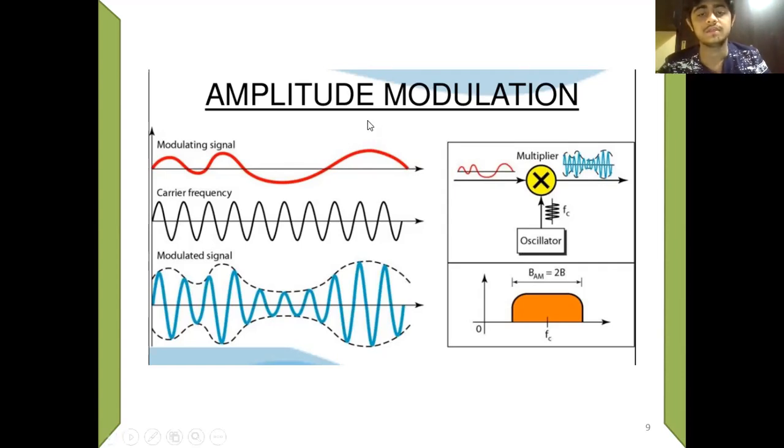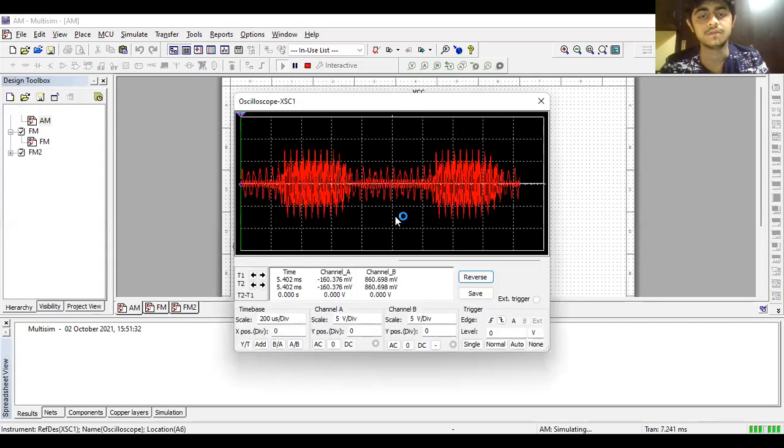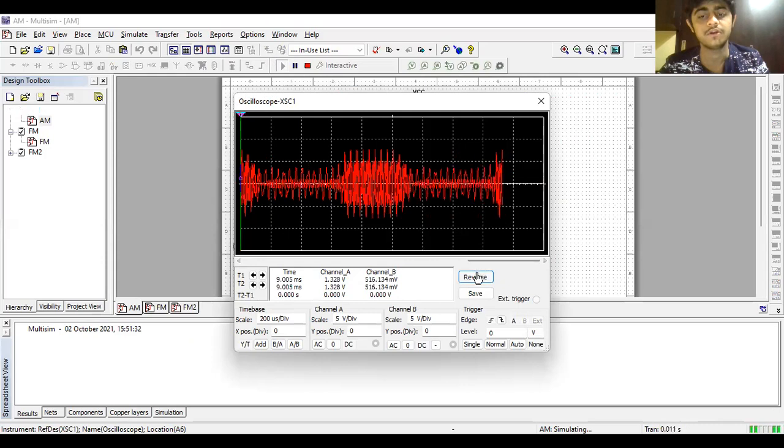Now we can see the practical of amplitude modulation. This is the waveform of amplitude modulation.